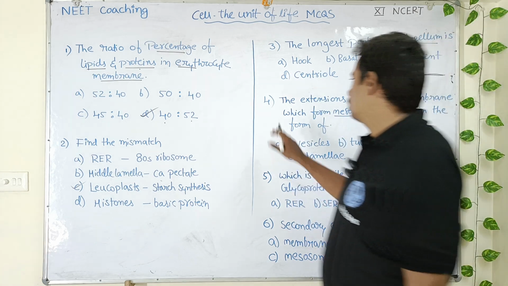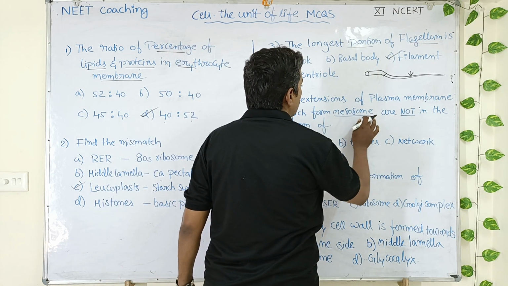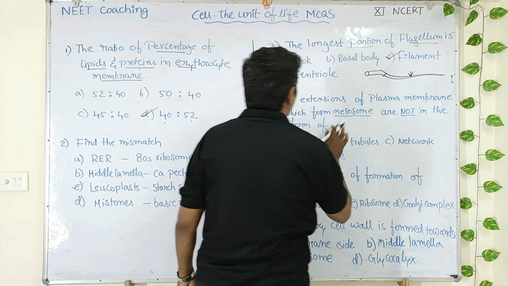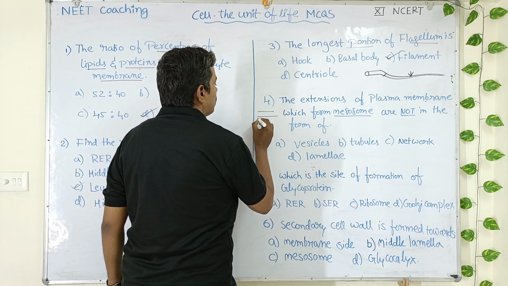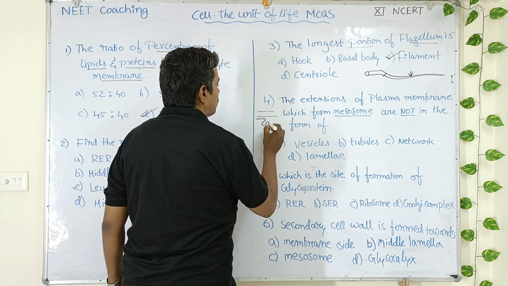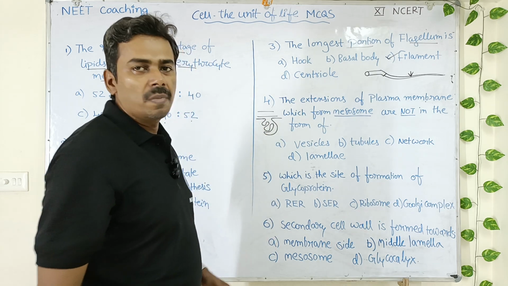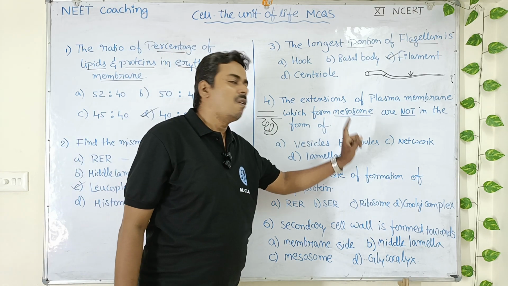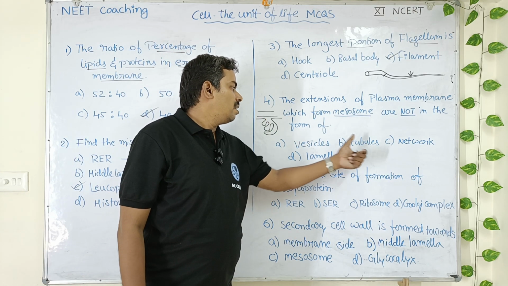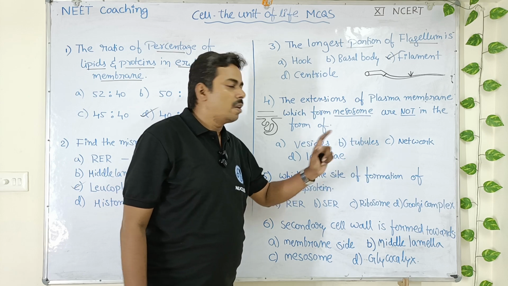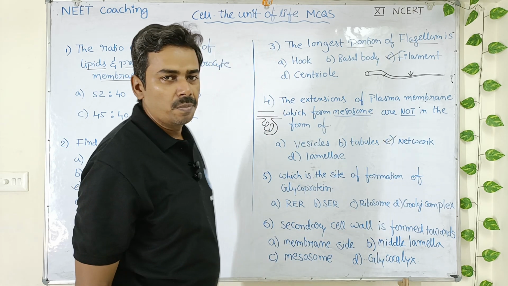Okay. Next, fourth question: the extensions of plasma membrane which form mesosome are not in the form of. Students, below the cell wall you can see the plasma membrane form extensions like this, which is called mesosome. The mesosomes occur in the form of vesicles, tubules and lamellae, but not in the form of a network. So C is the correct option.